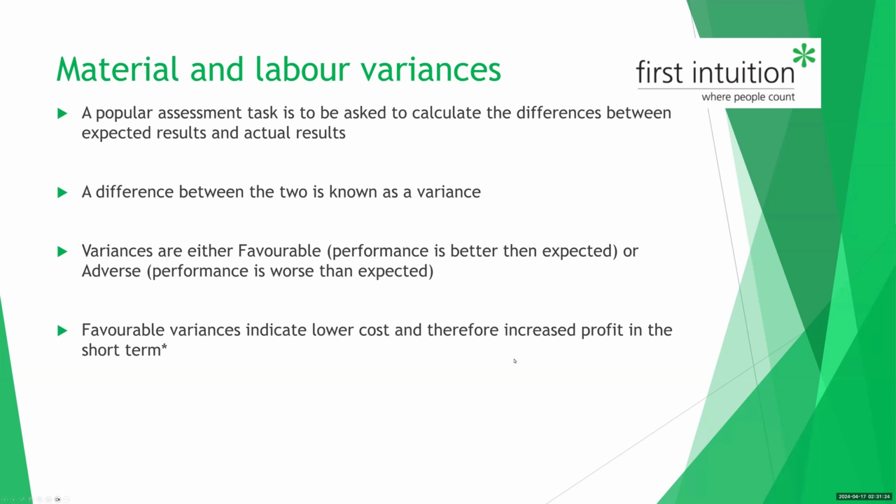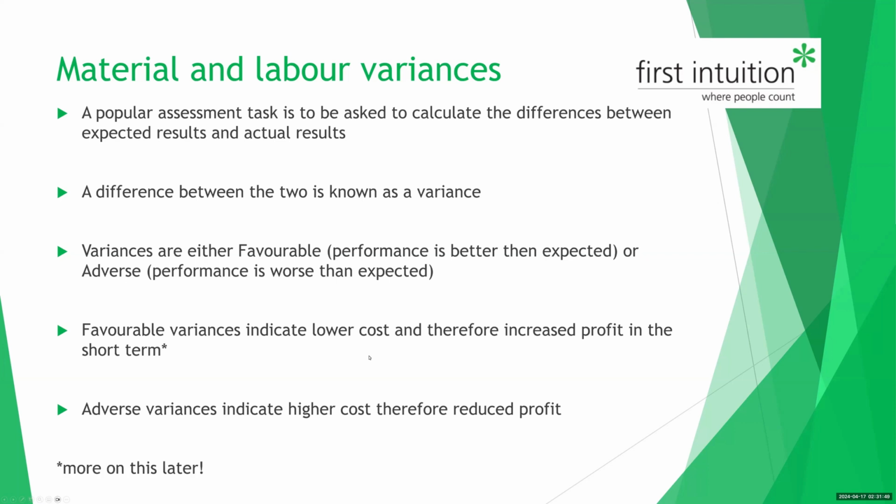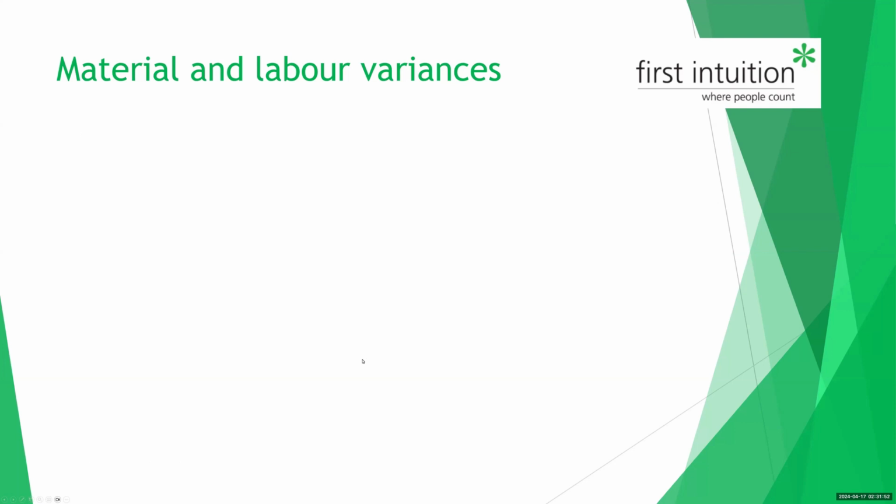When we see a favourable variance, this may indicate that our cost is lower. Well, it must indicate that our cost is lower than expected, and therefore an increase to our profit. But that is in the short term, and there's an asterisk there, and we'll come back to that asterisk shortly. Adverse variances, on the other hand, show that our costs are higher than standard, and therefore our profit is reduced. More on that asterisk coming up.